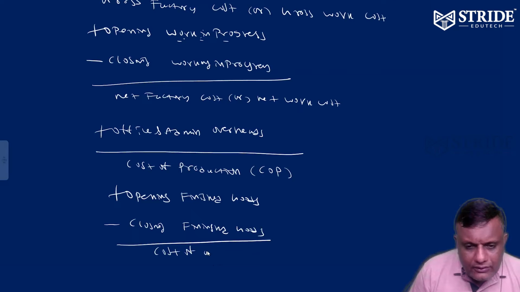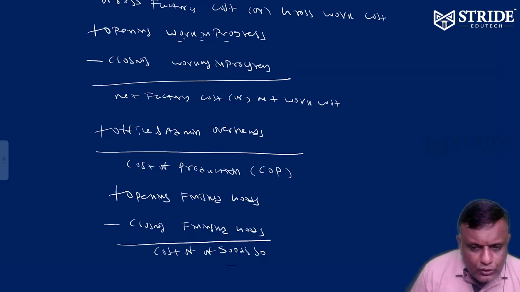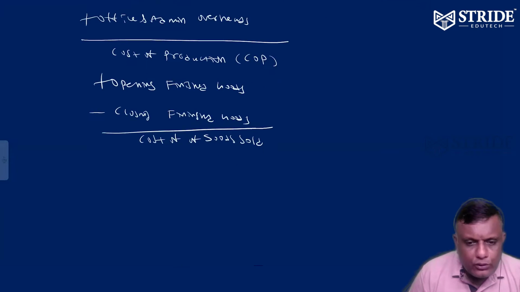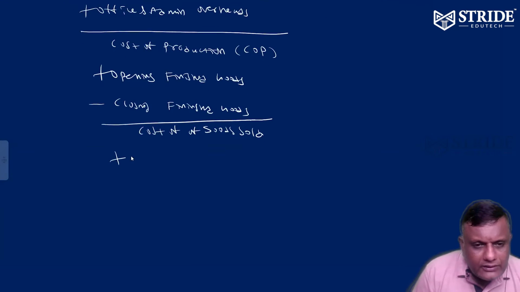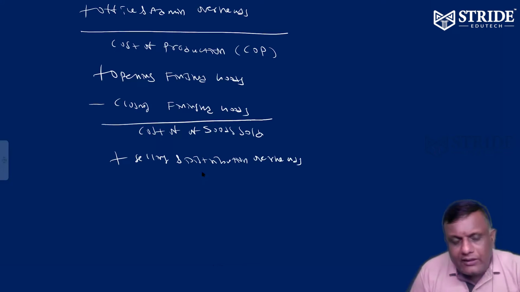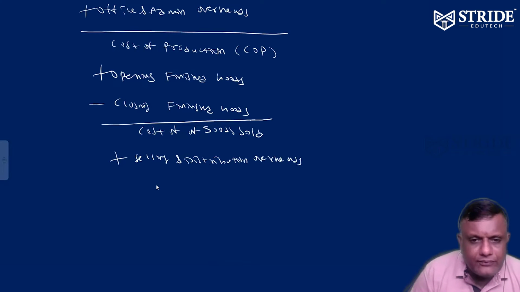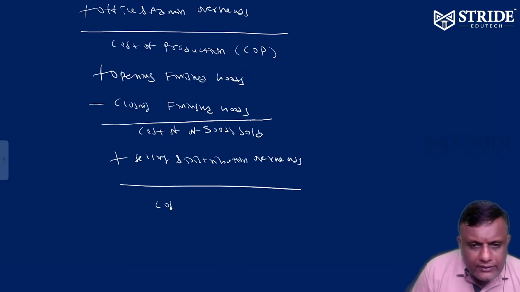cost of goods sold, COGS. The answer is called cost of goods sold. So cost of production plus opening FG minus closing FG is equal to cost of goods sold, COGS. To the cost of goods sold, add selling and distribution overheads, all selling related and distribution related expenses, please add. You will get the term called cost of sale.